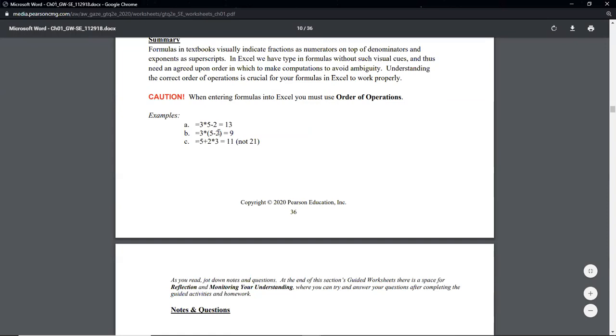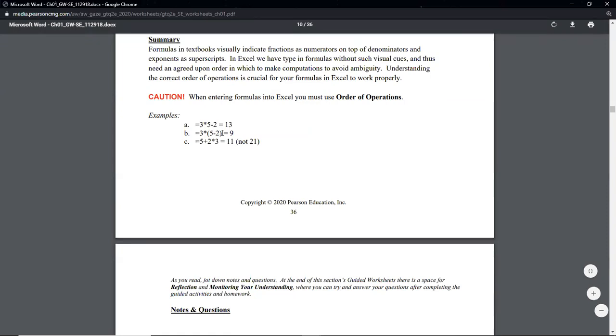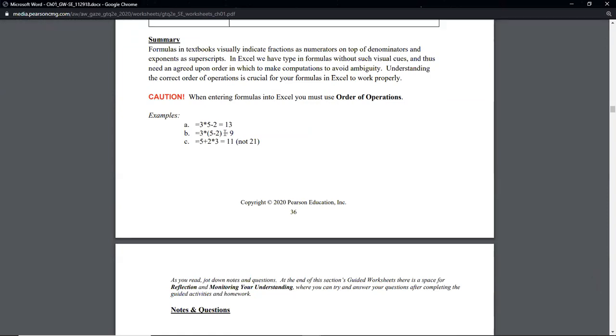Because of the parentheses around the 5 minus 2, that says, hey, do this first. 5 minus 2 is 3. Then the 3 times 3 is 9. I don't want to have to do that for just 2 quick problems.